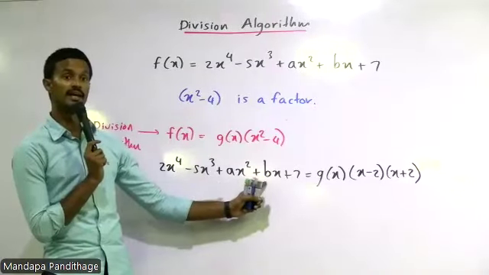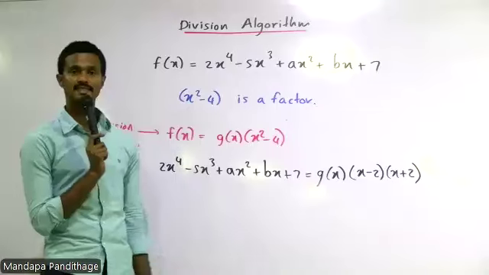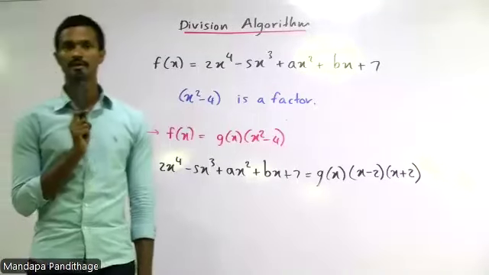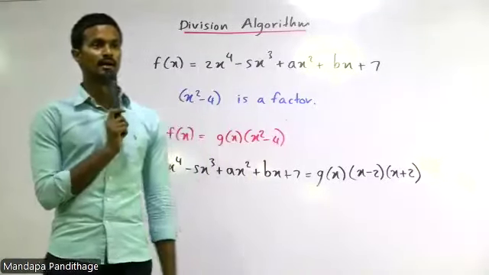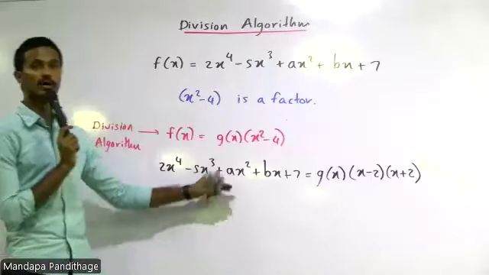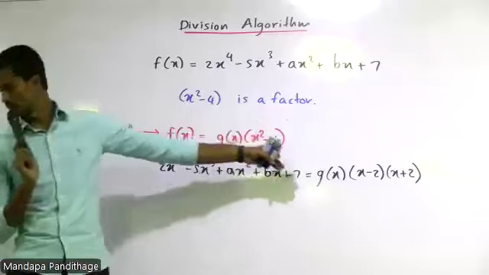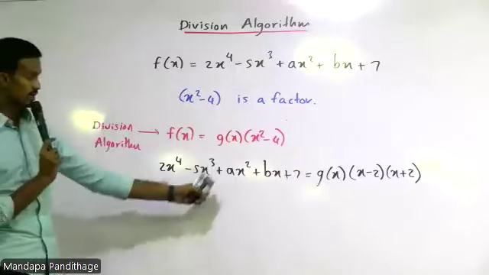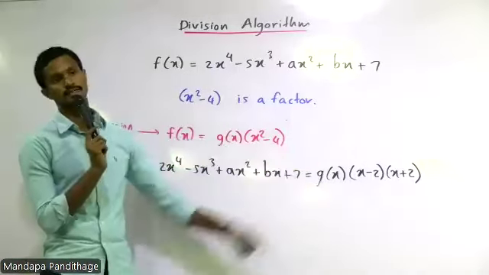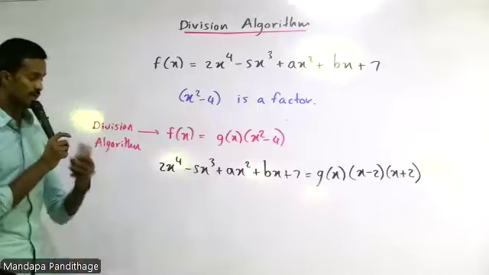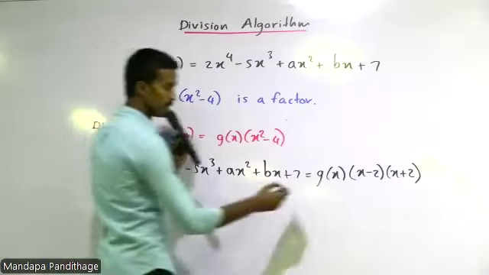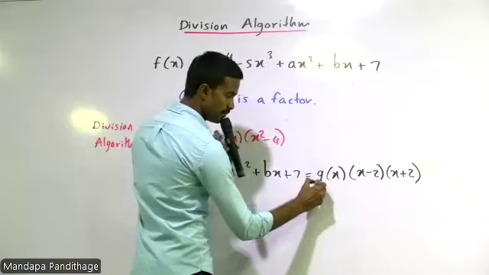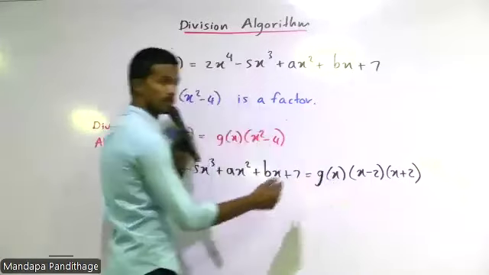A, B and... x is not an unknown term. X is the variable. You can't find x. Does the question ask you to find x? No, x is a variable. So what are the unknown terms? A, B and g. So why did g become an unknown term? Because I'm the one who brought g(x) to the problem.